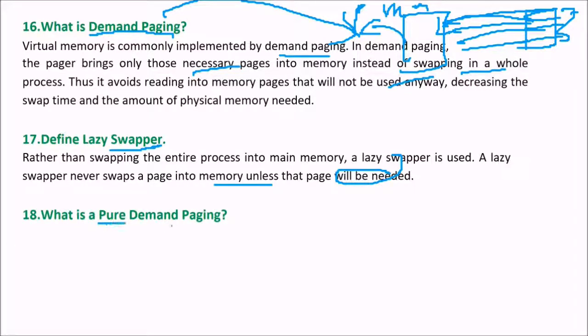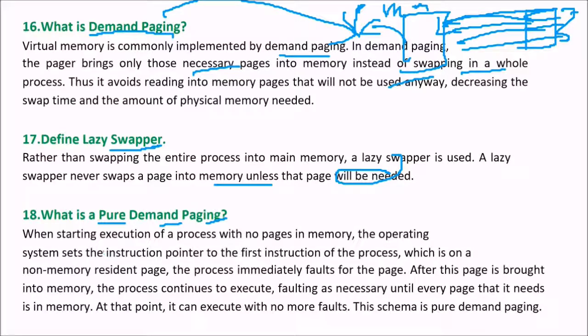What is pure demand paging? When starting execution of a process with no pages in memory, the operating system sets the instruction pointer to the first instruction of the process, which is on a non-memory-resident page. The process immediately faults for the page, and after the page is brought into memory, the process continues to execute, faulting as necessary until every page that it needs is in actual memory. At that point, it can execute with no more faults. So this scheme is called pure demand paging.